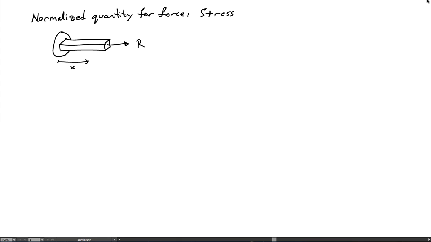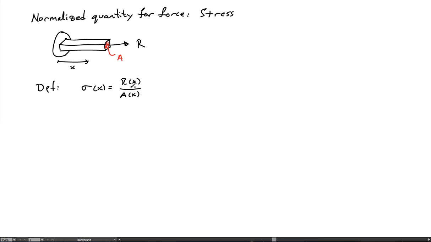Now, there's a related concept to strain which is known as stress, which is sort of a force-like quantity that is also a relative quantity. And so let's consider a bar that I've applied a force R to, and the definition of the stress is the force normalized by the area over which it acts. So the area over which the force is acting over here is this little bit of area here.